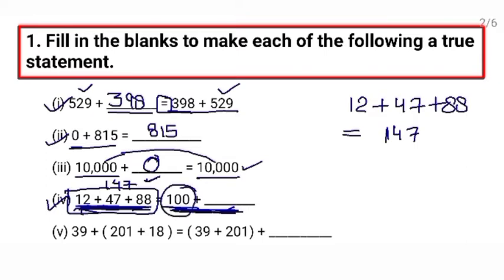Now there is 100 given already. Clear? So what number should be added to this 100 to make it 147? What should we add to 100 to make 147? We will add 47. So 100 plus 47 is equal to 147.